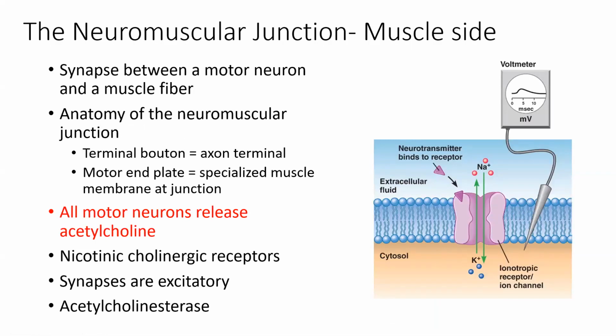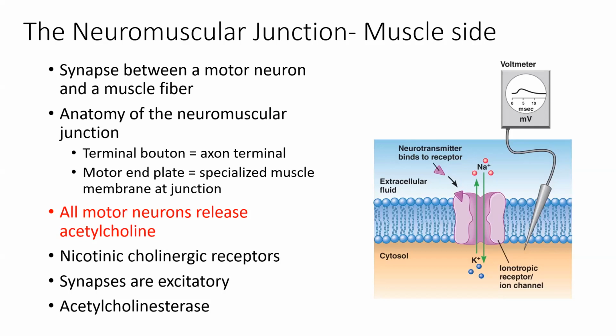Let's look at what takes place on the muscle side of the neuromuscular junction. So the synapse is between, again, a motor neuron and a muscle fiber, down at the terminal bouton, or the axon terminal. Here in muscle, we can sometimes call the axon terminal the terminal bouton. This is where we have those voltage-gated calcium channels. Upon reaching the axon terminal, the action potential triggers the opening of those voltage-gated calcium channels.